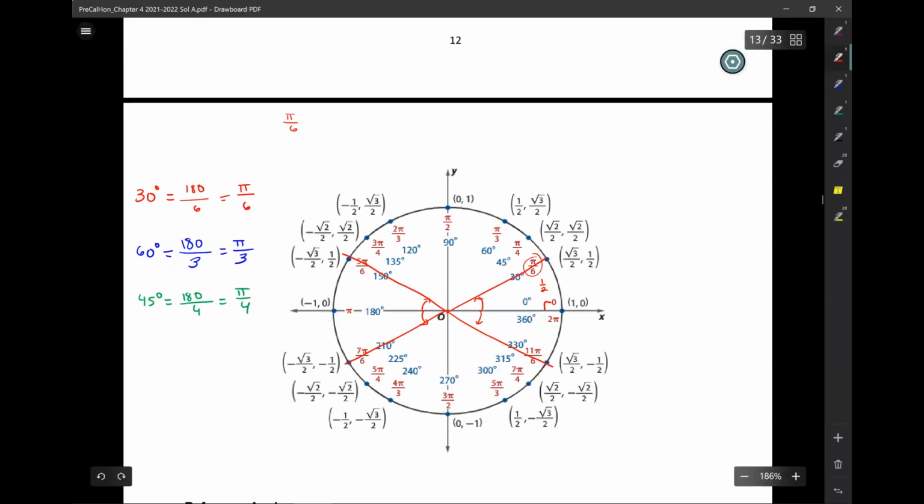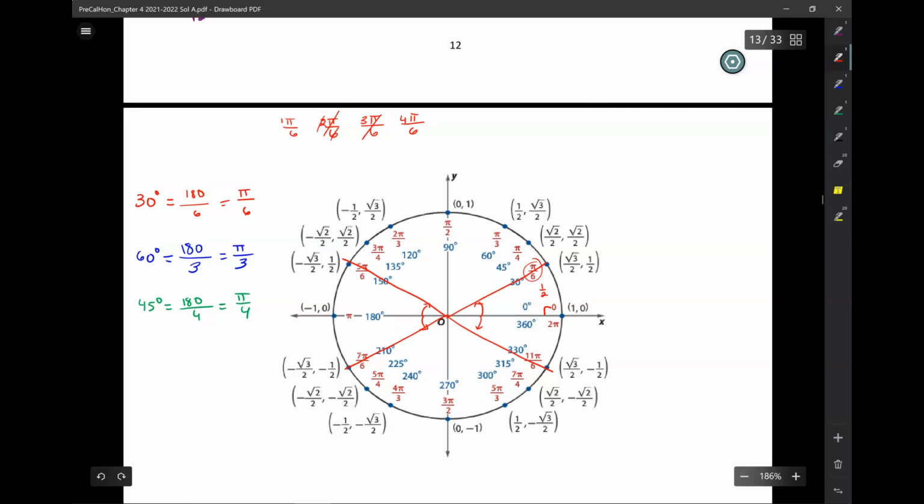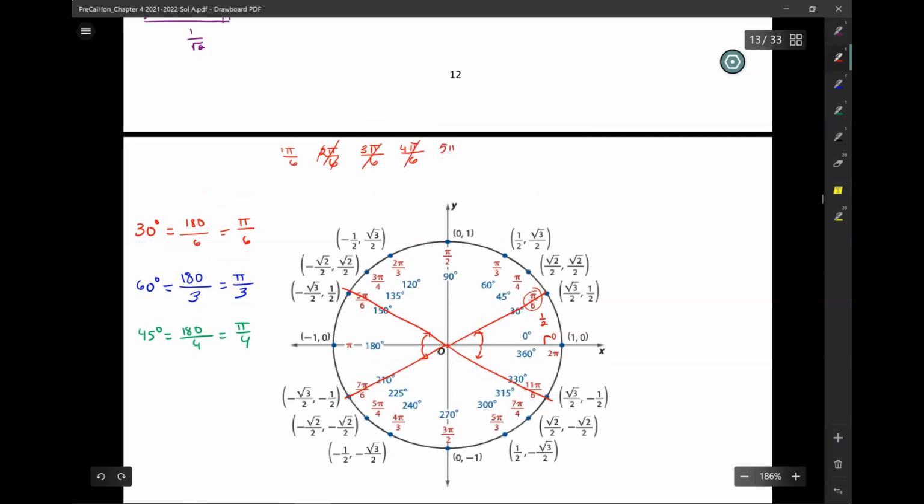Take a look at pi over 6. That's 1 pi over 6, right? There's a coefficient of 1 here. Let's keep increasing the coefficient. 2 pi over 6. Do the 2 and the 6 cancel? Yes, so the 6 goes away, so we don't want that. 3 pi over 6. Does the 6 cancel and go away? Yes. Don't want that. 1, 2, 3, 4 pi over 6. That doesn't work either. 5 pi over 6. Does the 6 cancel and go away? No. So that's the next one.